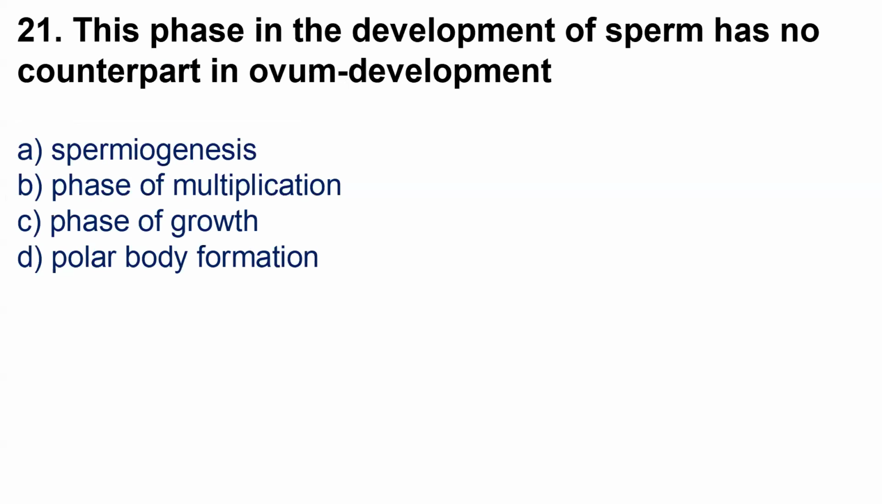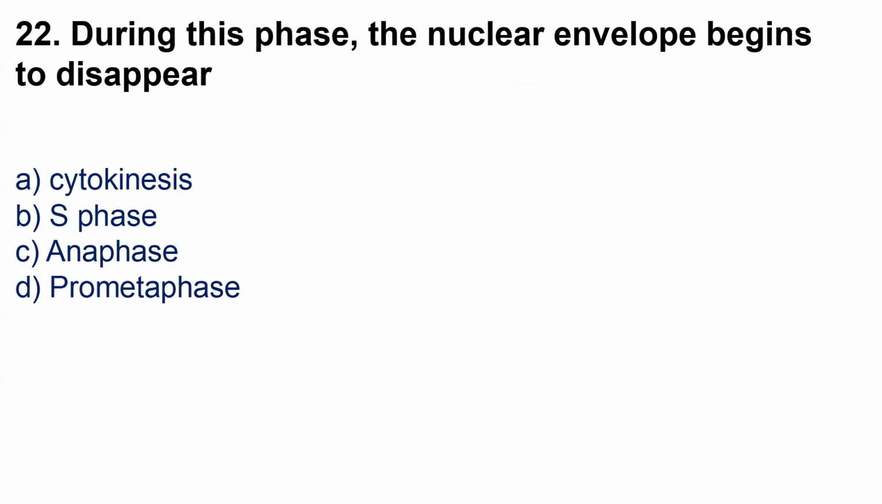Question 21. This phase in the development of sperm has no counterpart in ovum development. A. Spermatogenesis, B. Phase of multiplication, C. Phase of growth, D. Polar body formation. The answer is A. Spermiogenesis.